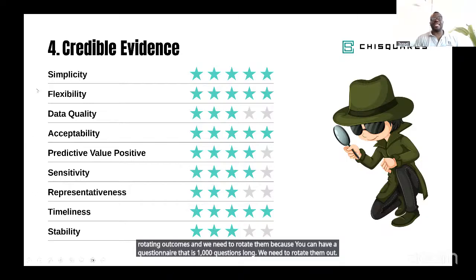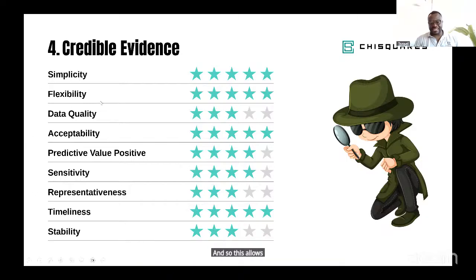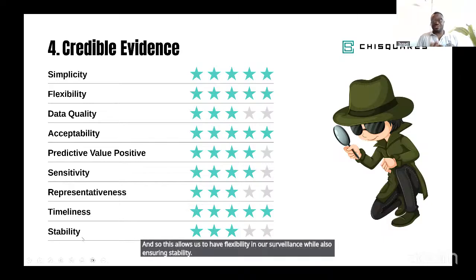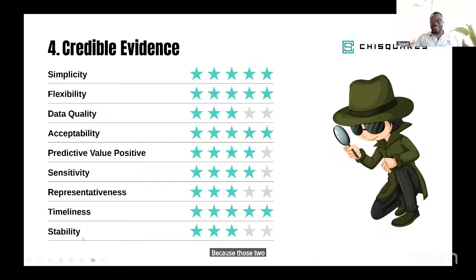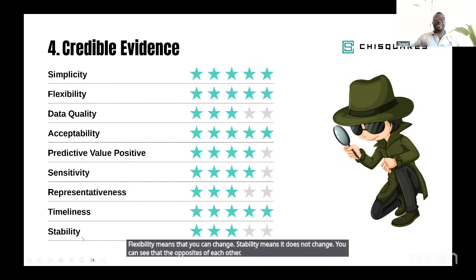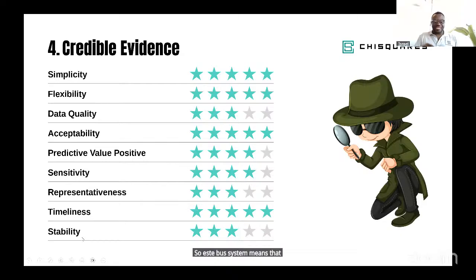And so this allows us to have flexibility in our surveillance while also ensuring stability, because those two things are two sides of the same coin. They are opposites. Flexibility means that it can change. Stability means it does not change. You can see that they're opposites of each other. So a stable surveillance system means that it does not change in either the outcomes or the methodology.